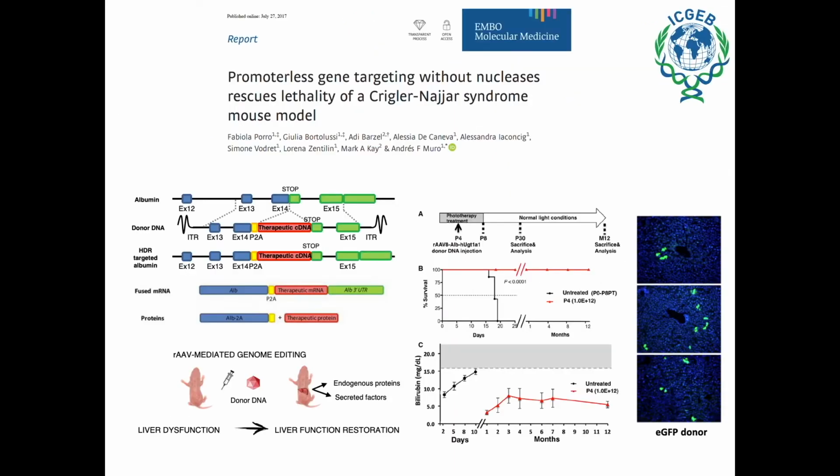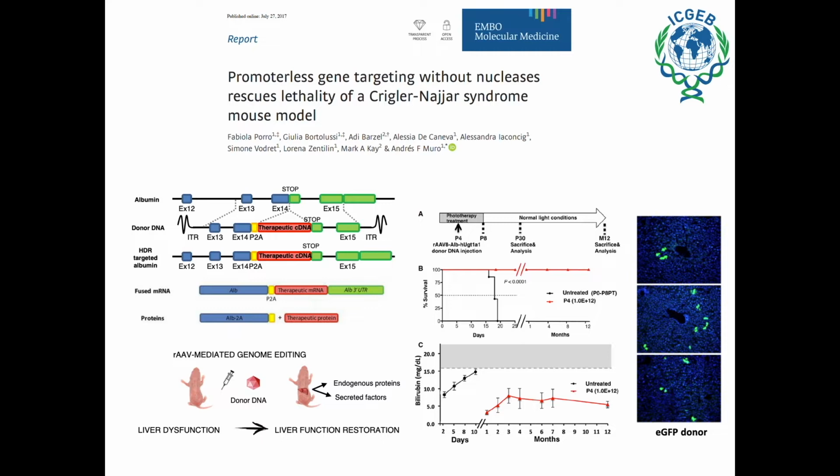In our laboratory, we have implemented genome editing approaches for the Crigler-Najjar syndrome, a rare genetic disease resulting in severe, potentially lethal hyperbilirubinemia. Spontaneous insertion of the therapeutic transgene downstream of the albumin coding sequence occurs in a low percentage of recombinant hepatocytes.